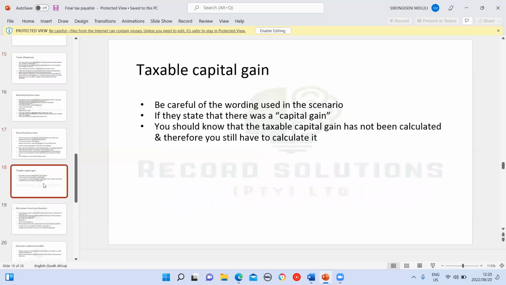So in terms of the taxable capital gain, you should be careful of the wording used in the scenario. If they state that there was a capital gain, you should know that the taxable capital gain has not been calculated, and therefore you have to calculate it. And remember that we are dealing with individuals, so you should apply the respective considerations for an individual when you're calculating the taxable capital gain. So what do you consider? You consider the 40,000 annual exclusion, and you also consider the 40% inclusion rate.